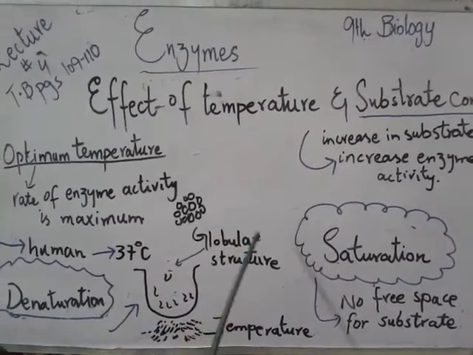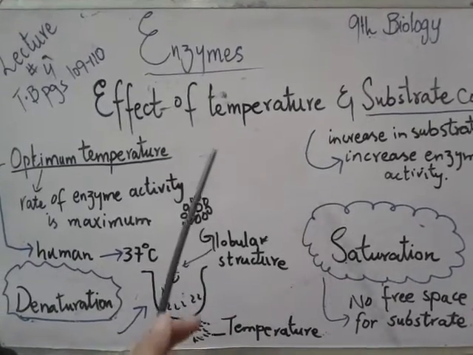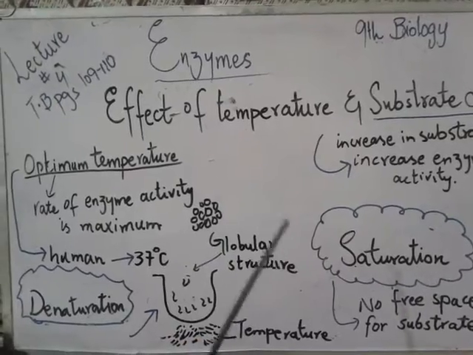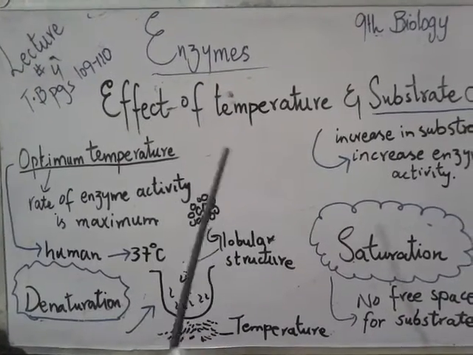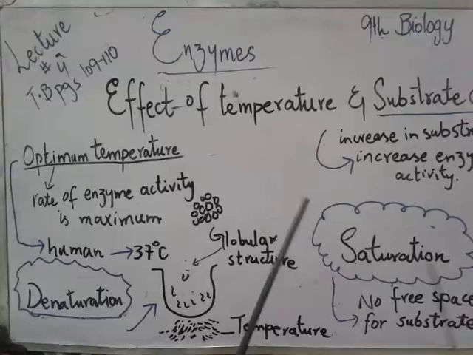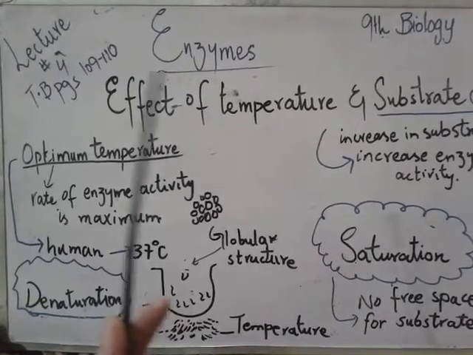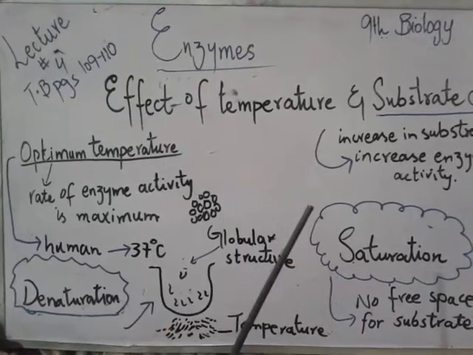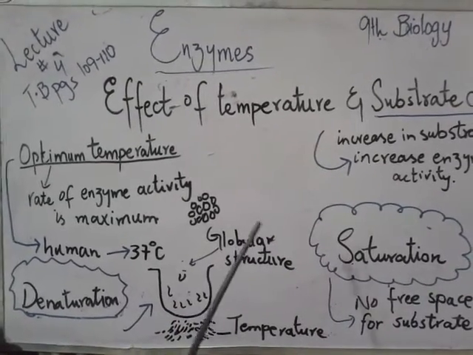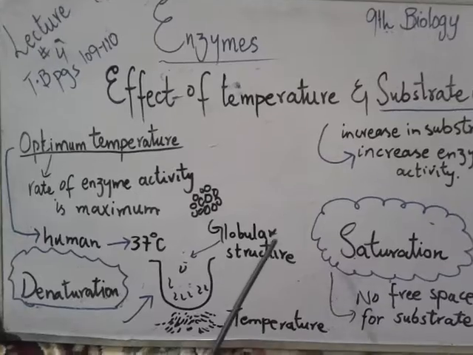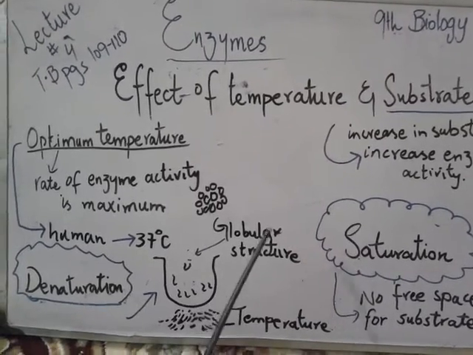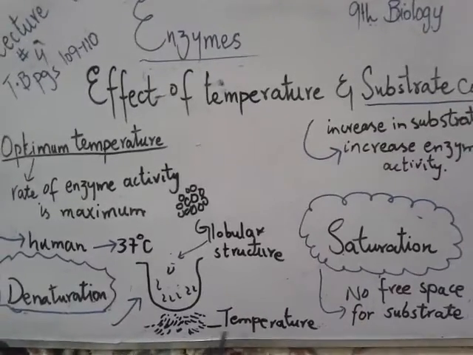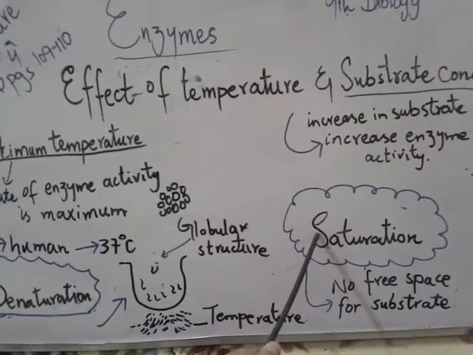If enzyme concentration is kept constant and the amount of substrate is increased, a point is reached when any further increase in substrate does not increase the rate of reaction anymore. When the active sites of all enzymes are occupied at high substrate concentration, any more substrate molecules do not find free active sites. This state is known as saturation.